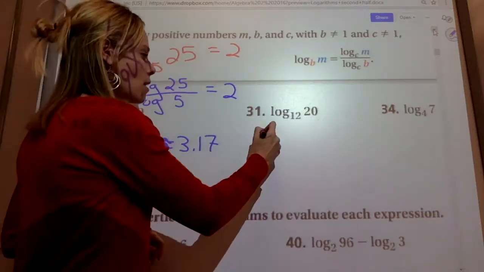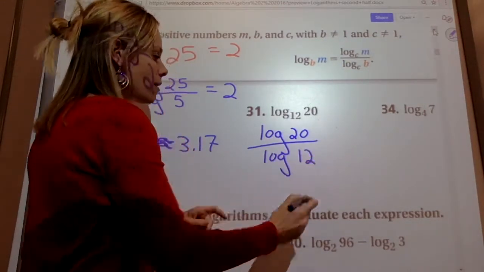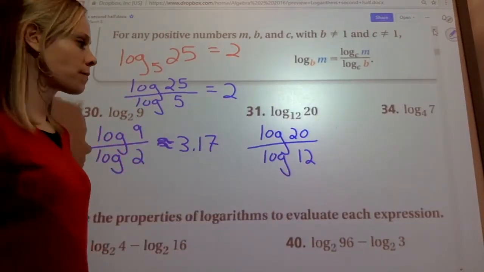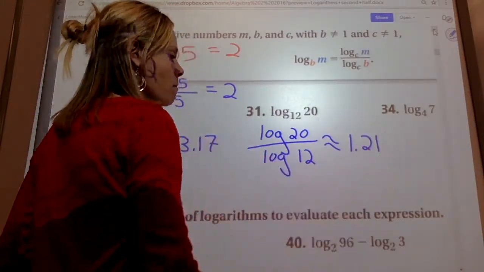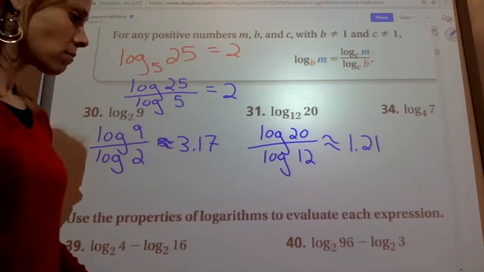This one is going to be log 20 divided by log 12. Again, the base of the log always goes in the basement of the fraction. What's that? 1.21? Round to the hundredths. Okay.